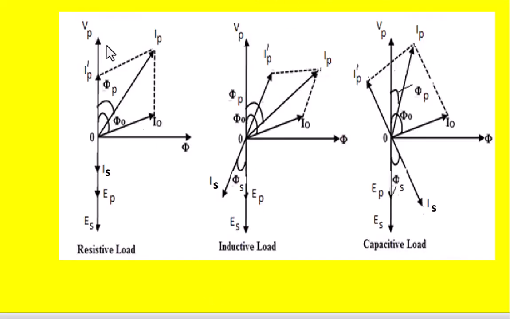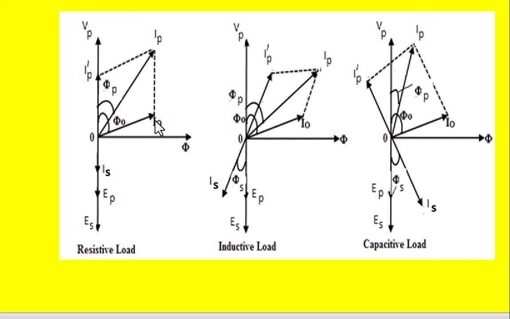Once this process is known, now we can take the nature of the load into account to draw the vector diagram of the transformer. Suppose the load connected to the secondary winding is pure resistive. In that case, the vector diagram will become like this. The applied voltage to the primary is Vp, and the primary will take the current called I0.